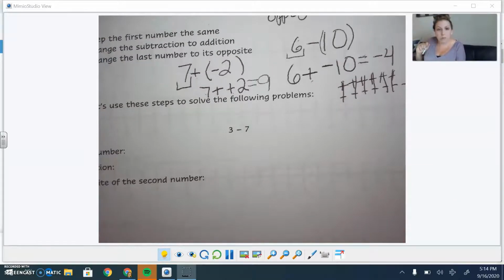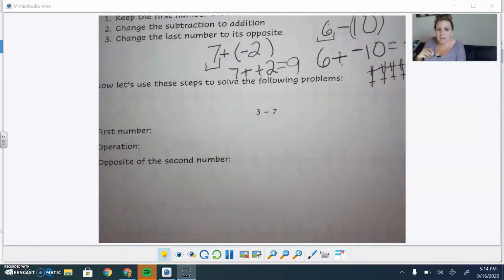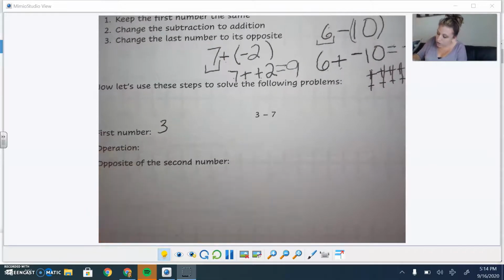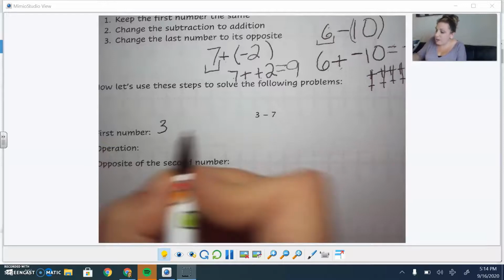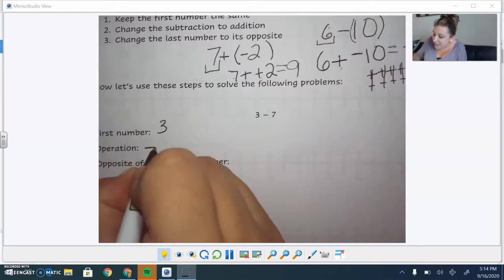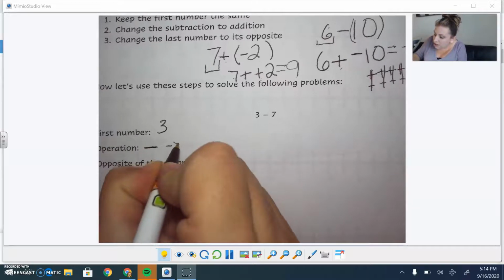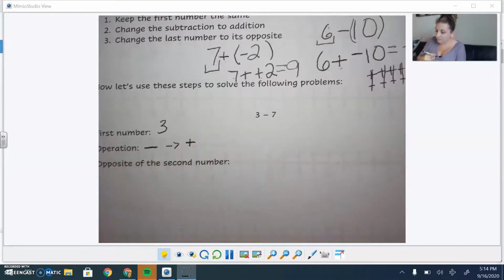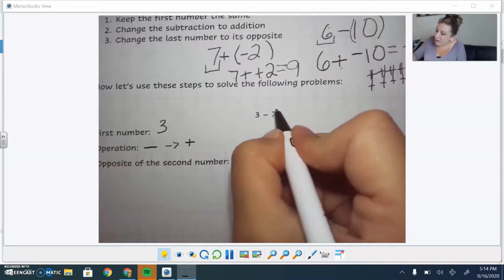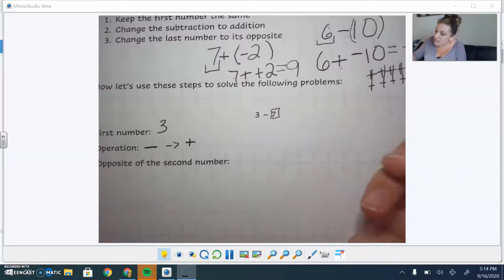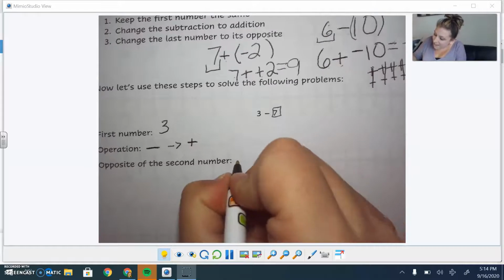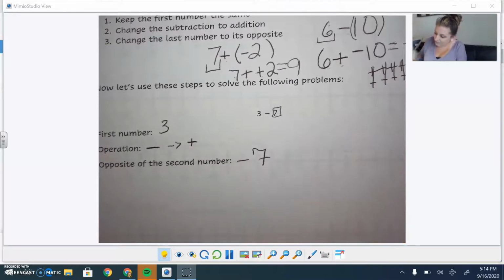So let's just go through these steps. 3 minus 7. The first number is 3. We are good there. The operation is subtracting, but we're going to change it to addition. Then we're going to look at this number, and we are going to see that it is a positive 7. So since we're subtracting a positive 7, the opposite of that would be adding a negative 7.